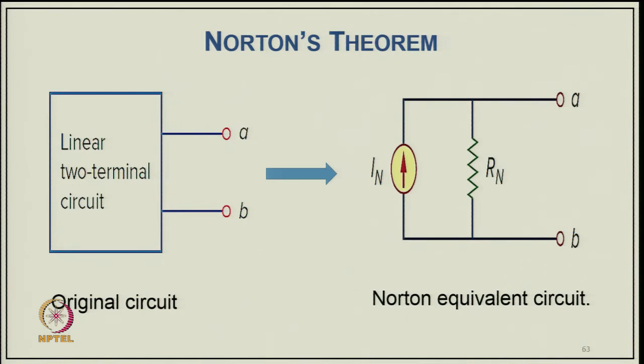So, here we have a network with a linear two terminal circuit across A B. It can be modified to a Norton equivalent, where we have a Norton equivalent current I N as a current source in parallel with resistance R N across A B. So of course, we are converting to an equivalent current source with the resistance in parallel to it, a parallel circuit.